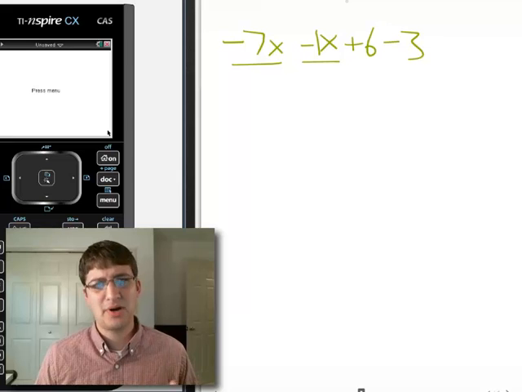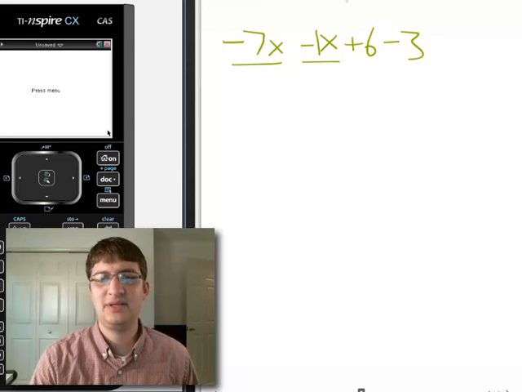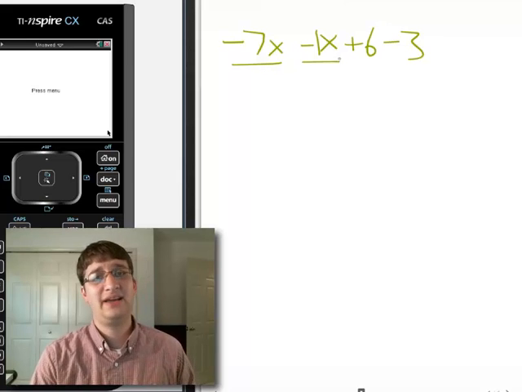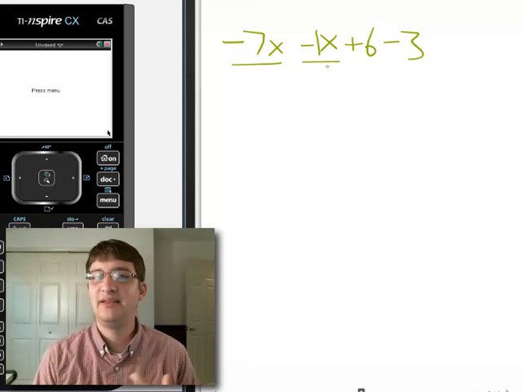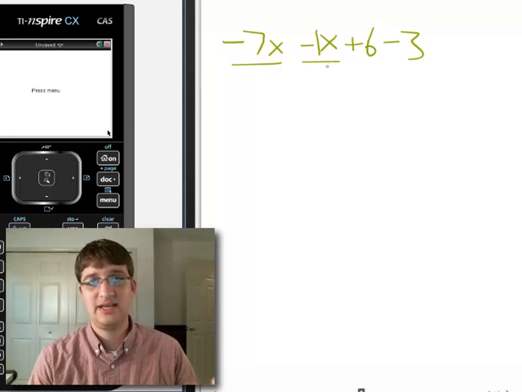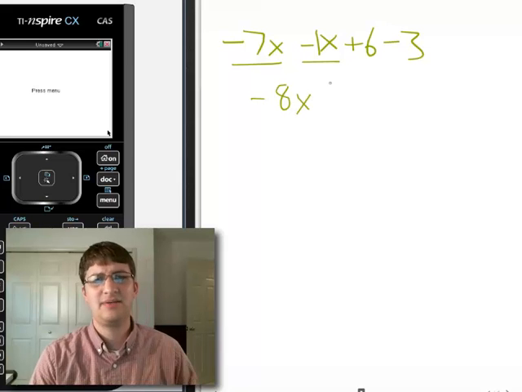The way we combine like terms, I like to think of this as just the number of copies I have. So I have negative 7 copies of x, and I also have negative 1 copies of x. Altogether, when I put that together, I have negative 8 copies of x, because negative 7 minus 1 is negative 8. So that's how I combine like terms.